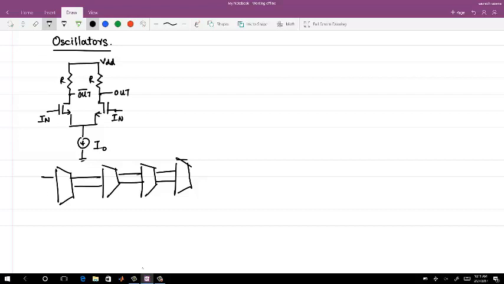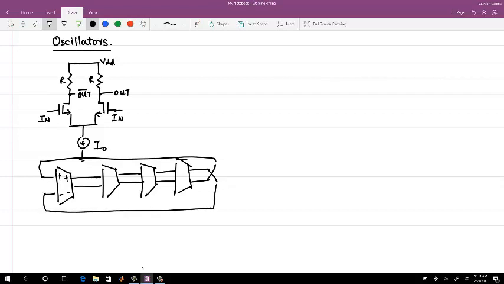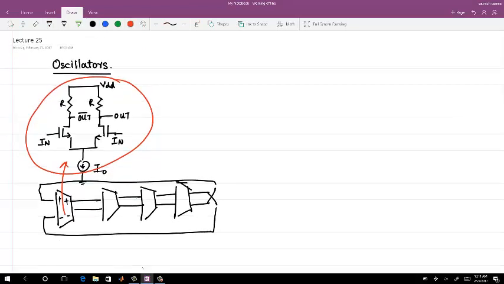Let me write it as positive, negative. So this one should be crossed and connected to here, and this is connected here. So this is one cell of the oscillator. Okay, so we started looking at tuning frequency, or let's say frequency range, how to tune the frequency for this oscillator.